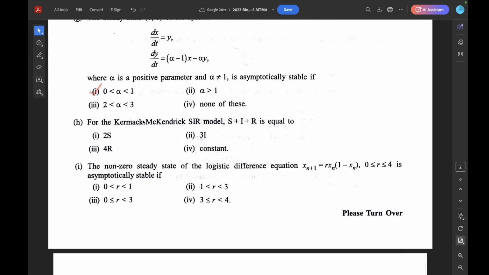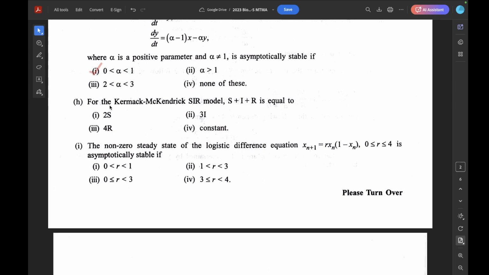Next question. For the Kermack-McKendrick SIR model, S plus I plus R is equal to what? The correct option is 4, constant.